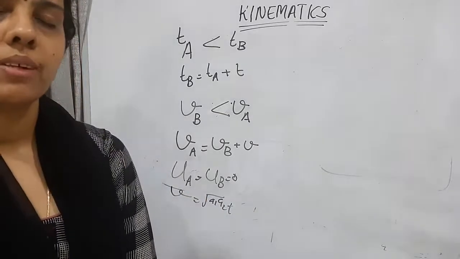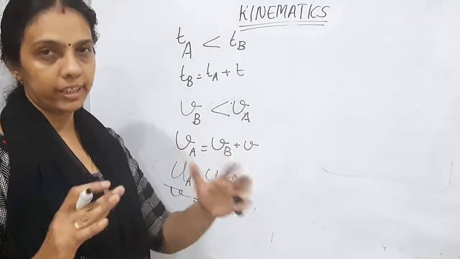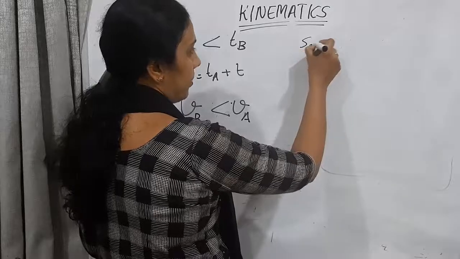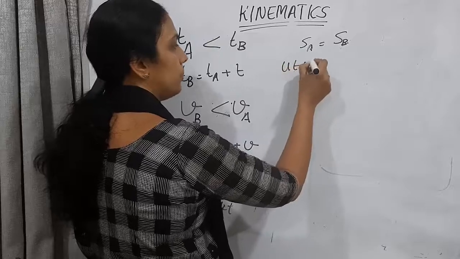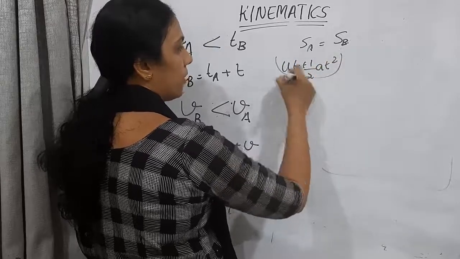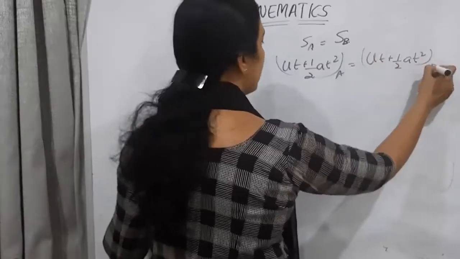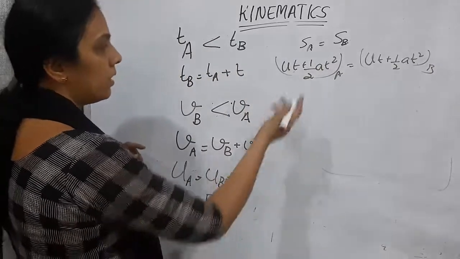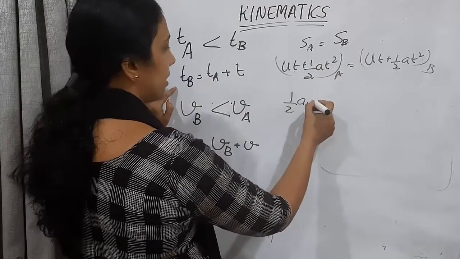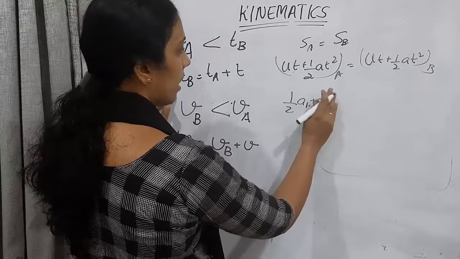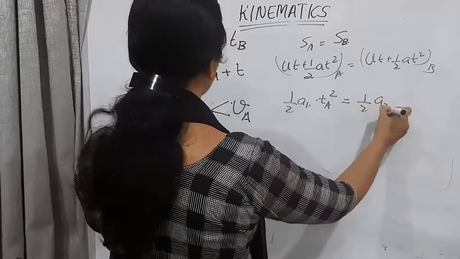Okay, how can we find the relation between starting point and finishing point? The distances travelled by both cars will be equal. That is, the displacement of A will be equal to the displacement of B. How can we find displacement? UT plus half AT square of A will be equal to UT plus half AT square of B. Right? So U is 0. Therefore, half A1 into TA square equals half A2 into TB square.